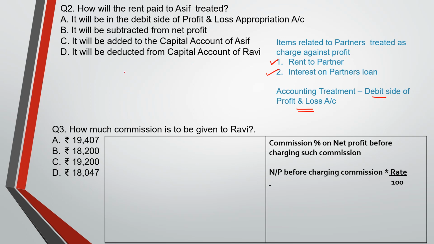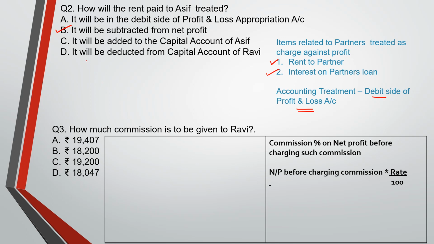Now, let us look at the options. First option is it will be in the debit side of profit and loss appropriation account. It's false. It goes into profit and loss account. Second, it will be subtracted from net profit. Yes, because it is a charge against profit, it would go to reduce. So, B is the correct option.